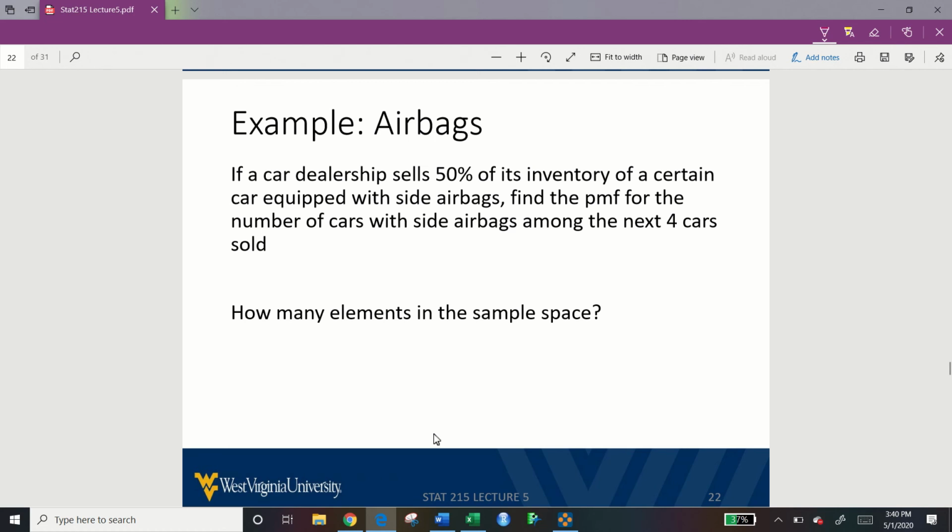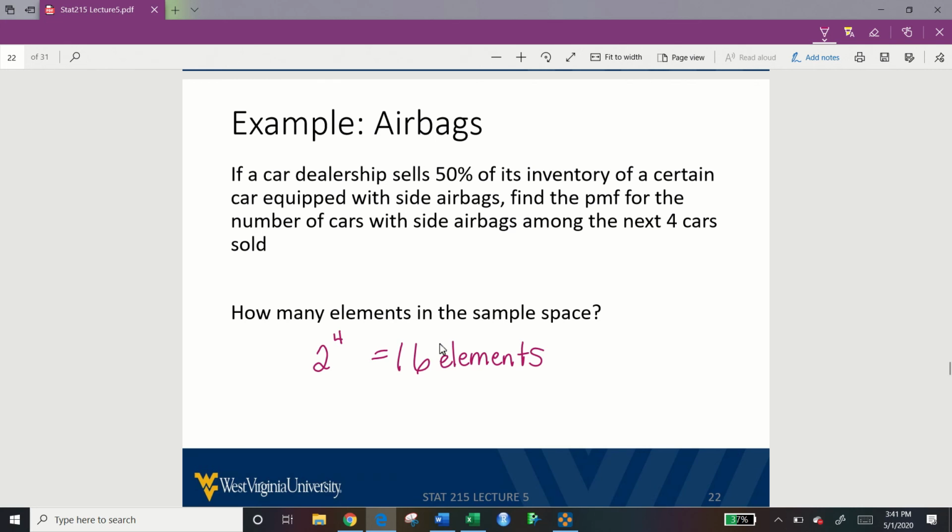Okay, so we have 2 ways to sell our first car, airbag or no airbag. Equally, there are 2 ways for our second, 2 ways for our third, and 2 ways for our fourth. So this means the number of elements is going to be 2 to the 4th, or 16 ways. So there are 16 elements in our sample space.